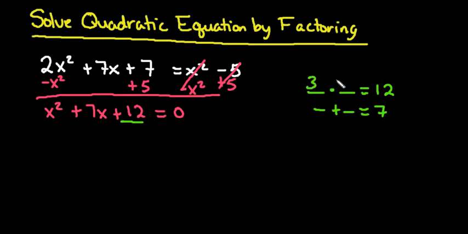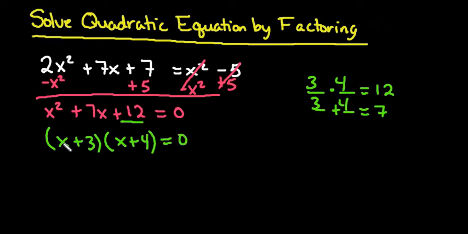And so we see that 3 times 4 is 12, and 3 plus 4 is 7. So those would be my two factors, x plus 3 and x plus 4. Because x times x gives me x squared, the inside would give me the 3x plus the 4x on the outside, which would add to give me the 7x, and 3 times 4 gives me 12. So that's how it always works out if you can factor it.